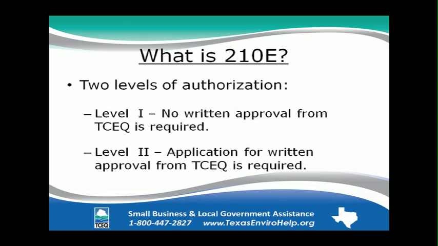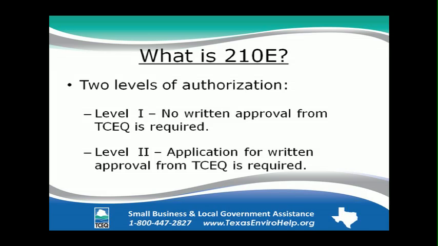What does a 210E permit allow you to do? It allows you to use your wastewater, processed water, your dirty water, by land application. And there are certain specific requirements for land application, whether it's for irrigation, dust suppression, fire protection, and so forth. We will cover those in a few minutes.